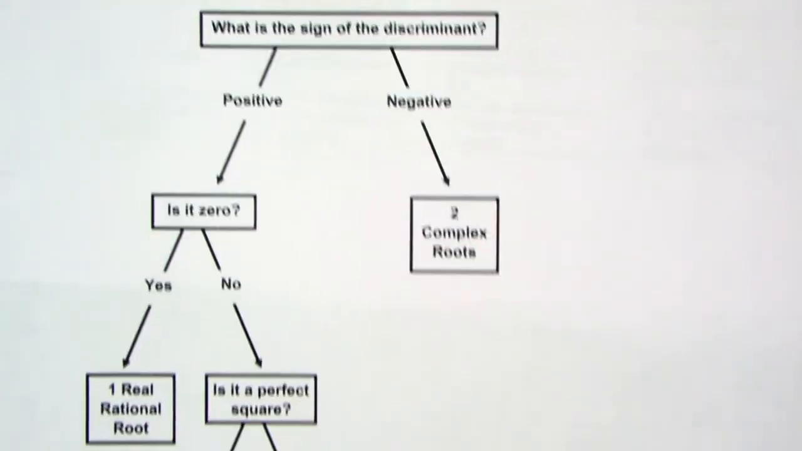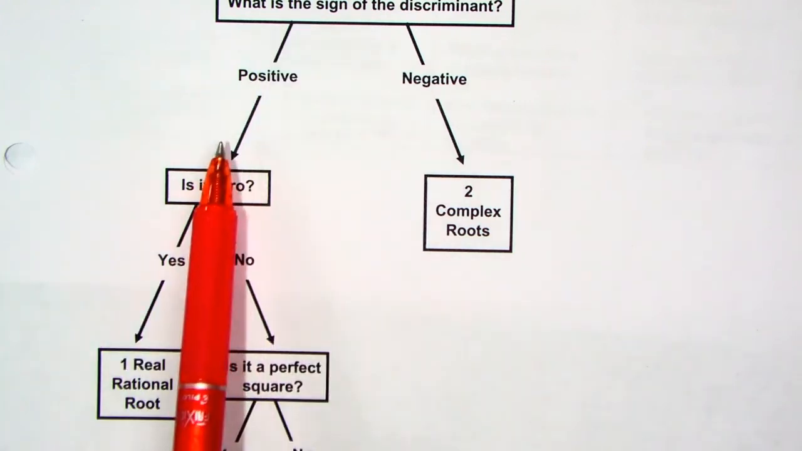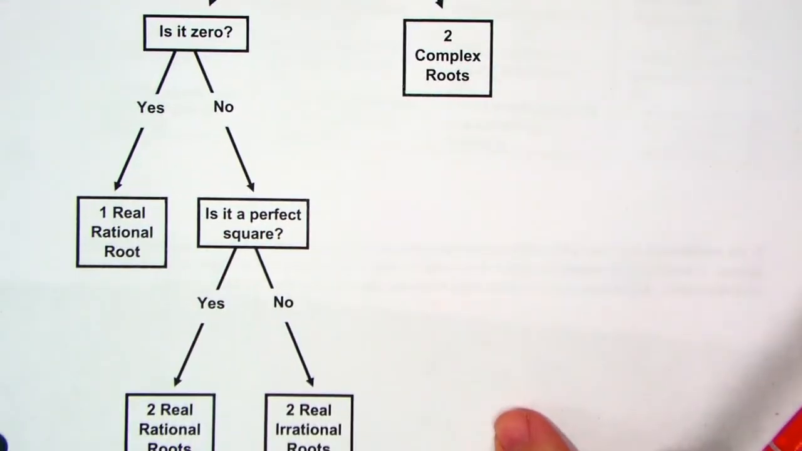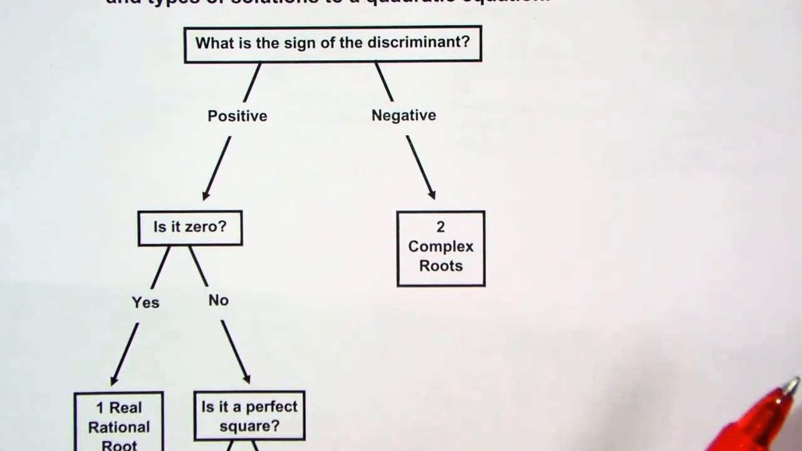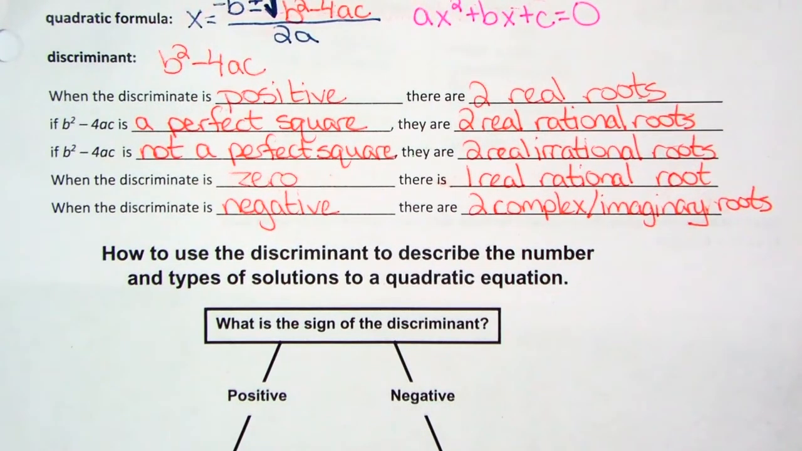If we took the number 36, it's positive. It's not 0. It is a perfect square, which means we'll have two real rational roots. Either way you want to remember it, whether it's using this chart or using it as a list, you need to know how to use the discriminant.